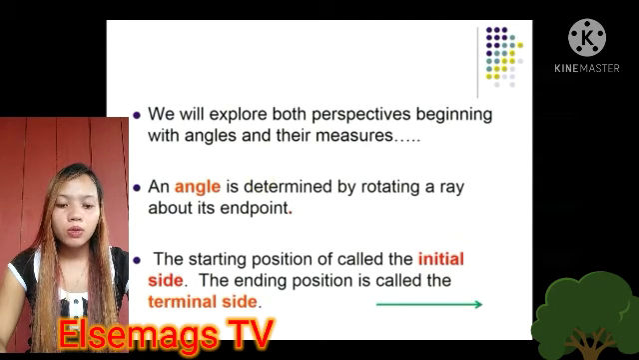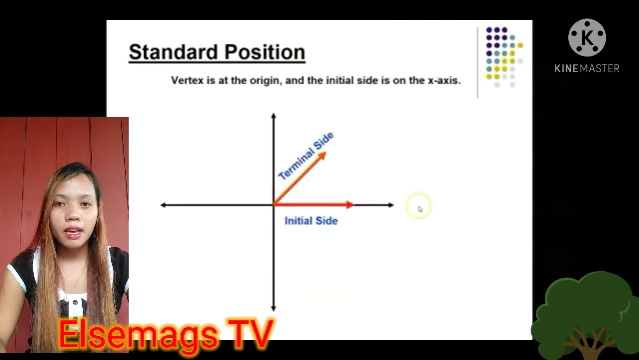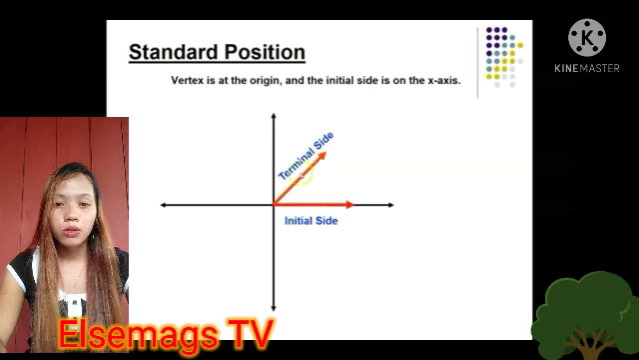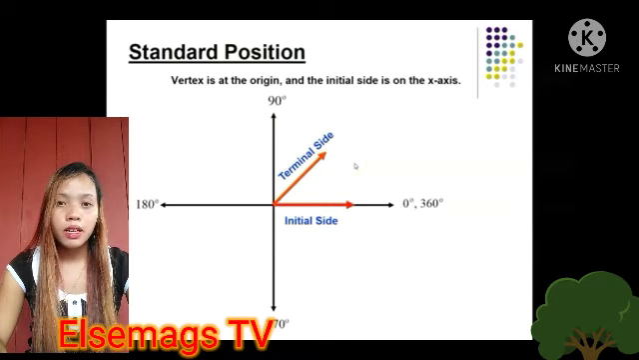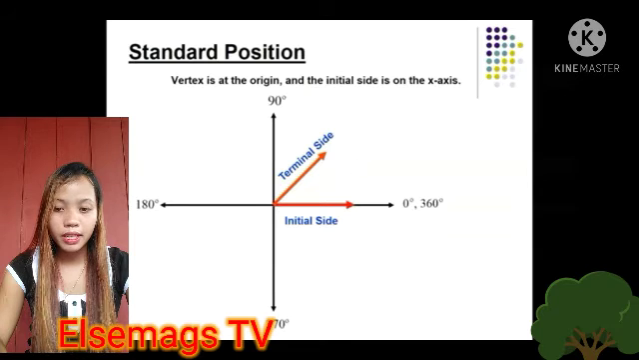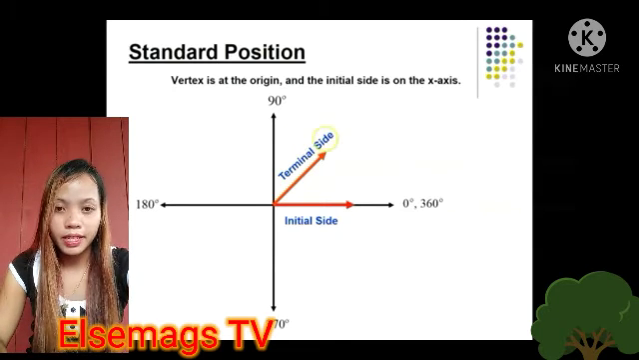And we have sides of an angle. We have the initial side, which is on the x-axis, and the terminal side, which is the other side between the y-axis and x-axis. Now, there are 4 quadrants to consider. The first quadrant measures 0 to 90 degrees, the second quadrant is 180 degrees, the third quadrant is 270 degrees, and the fourth quadrant is 360 degrees.